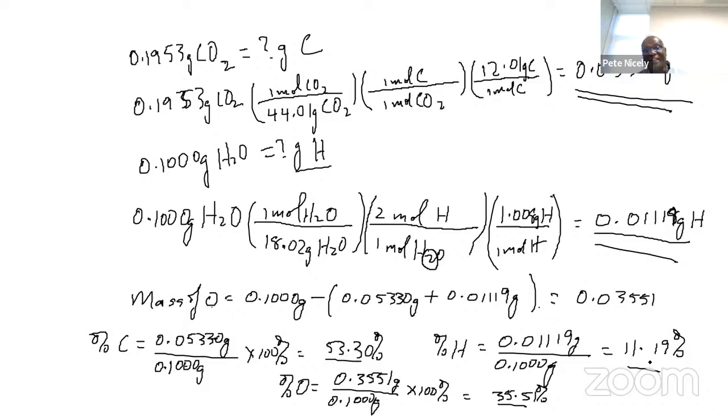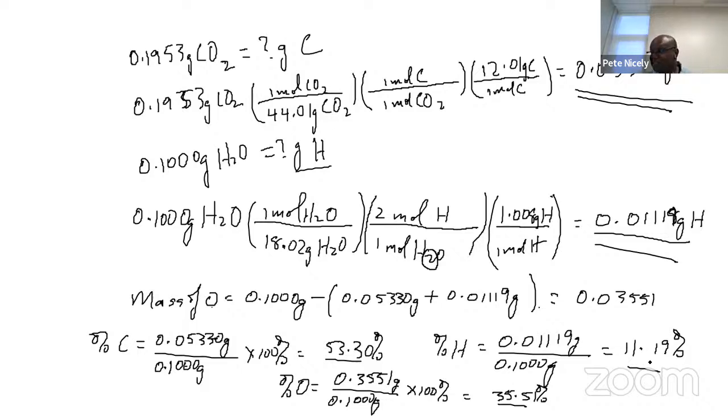All right. And again, I would always advise you to check to make sure that the percentages add up to 100%. Let me check that for myself. 53.30 plus 11.19 plus 35.51. Okay, so yes, it works out to 100%. All right. Okay, so believe it or not, that's the A part.